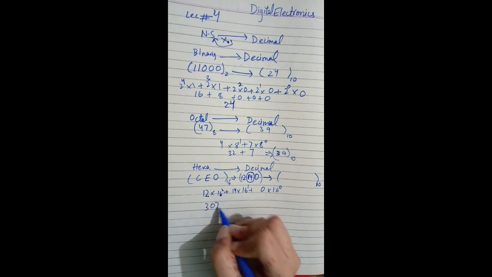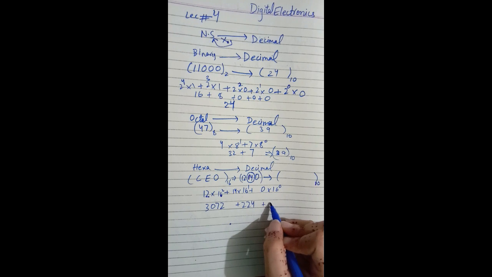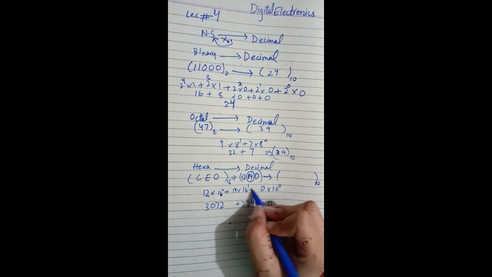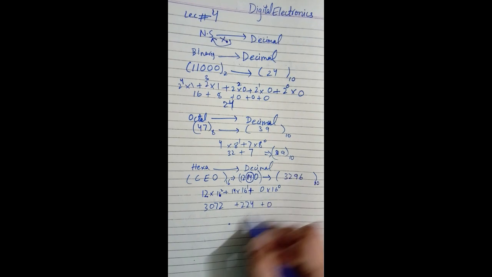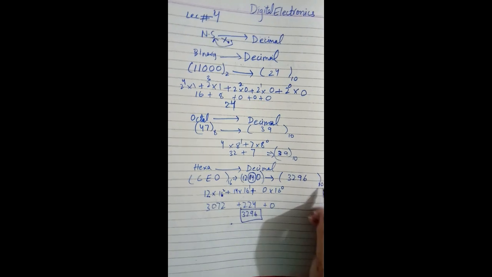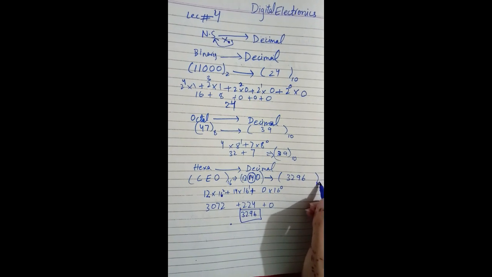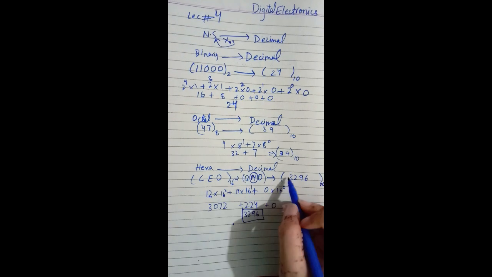This is 3072. You can use the calculator for this multiplication. We have a 0. So our final answer is 3296. Sorry, in decimal we have this 3296. We are going from hexa to decimal.